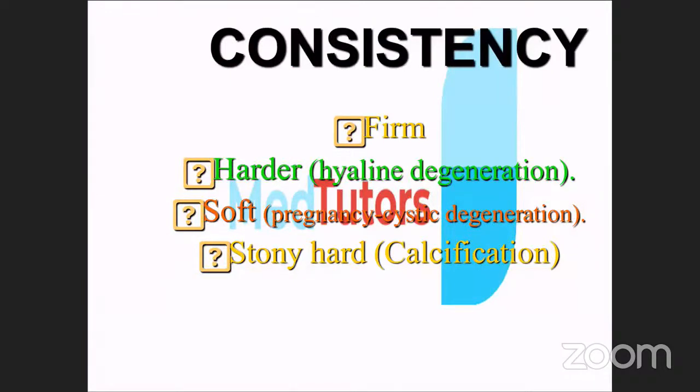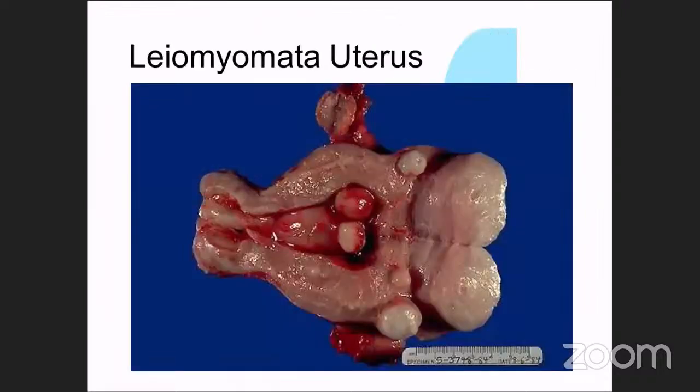Now, what is the consistency of the fibroid? A fibroid without degeneration is usually firm in consistency. However, if it has undergone degeneration, the consistency may change. It is harder in consistency if the fibroid has undergone hyaline degeneration. It becomes soft if there's cystic degeneration or in pregnancy, and becomes stony hard if there's calcific degeneration. Next slide.